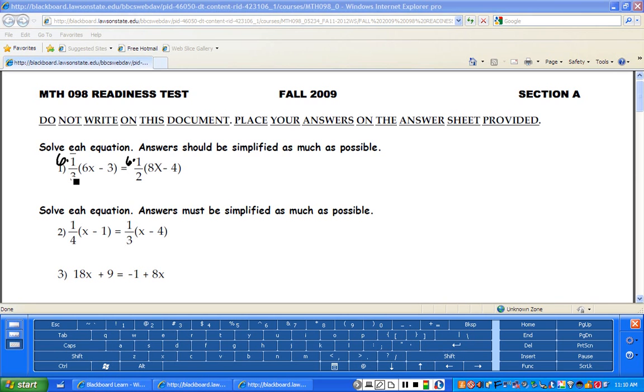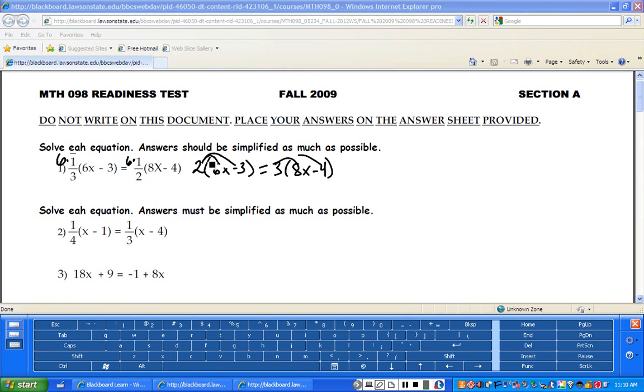So I'd have 2 times this parentheses right here, equals 6 times 1, again 6, divided by 2, which would be 3. So I'd have 3 times this parenthesis here. So now my problem would look like 2 times (6x minus 3) equals 3 times (8x minus 4). Now fractions are gone, so I'm just left with trying to simplify this further, and in this case distribution.